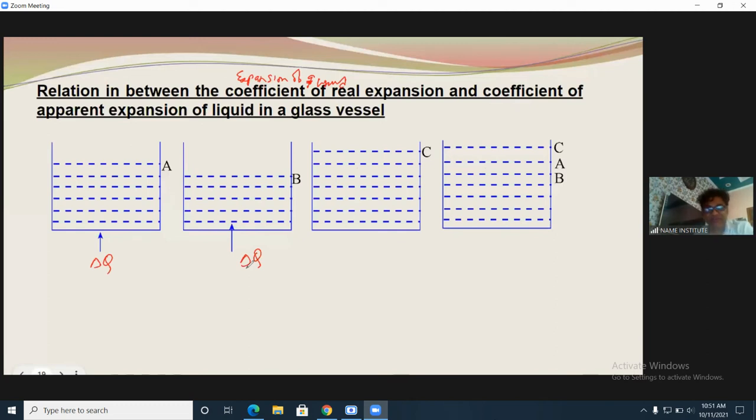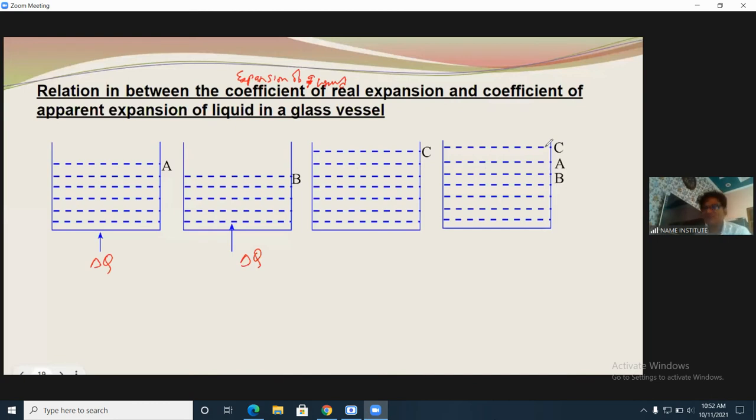Listen, all students. Initially the level of the liquid is at A, then the level of the liquid is at B, and then at C. Here we are collecting the level of the liquid at all three places, so don't be confused. In the last diagram we are showing the level of liquid at all three places: initially at A, then at B, then at C.